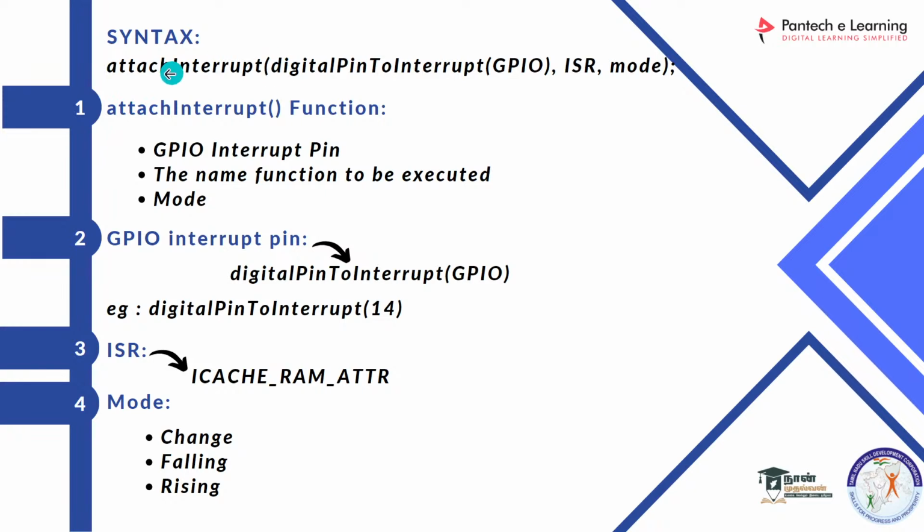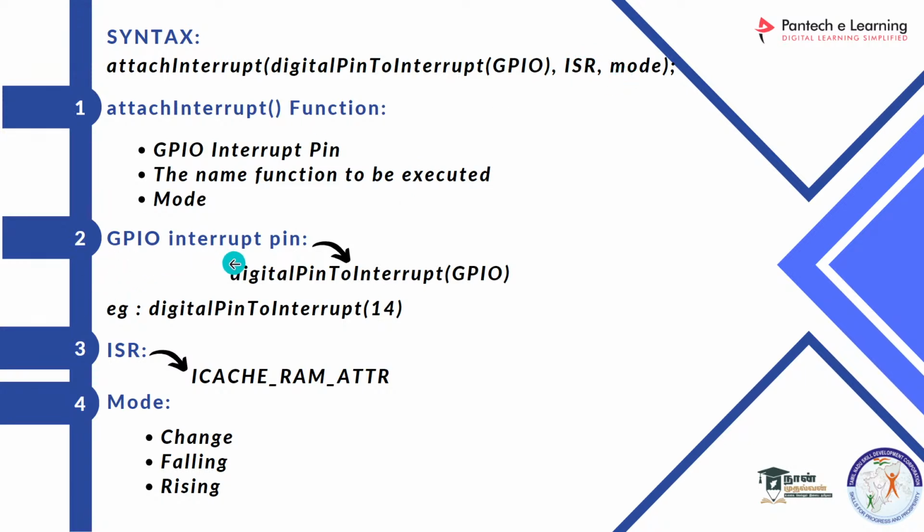So first one, the attachInterrupt function. To set an interrupt in the Arduino IDE, you have to use the attachInterrupt function that accepts these arguments: the GPIO interrupt pin, the name of the function to be executed, which is the ISR, and the mode. I am talking about the arguments inside.